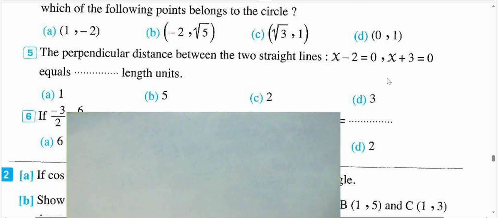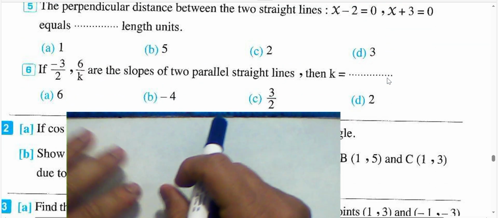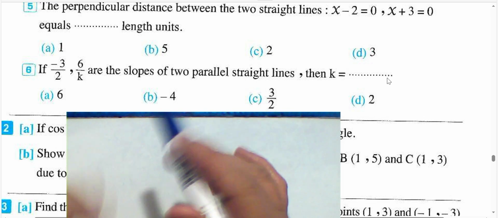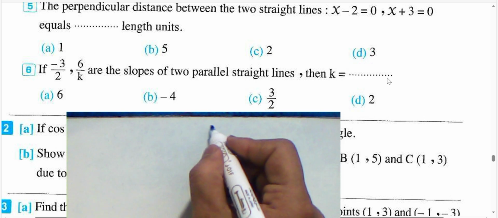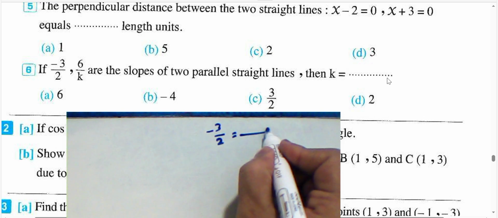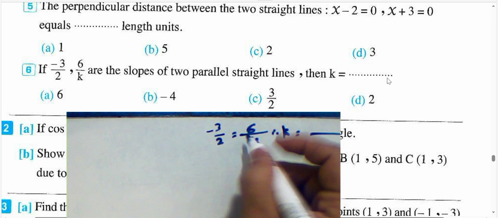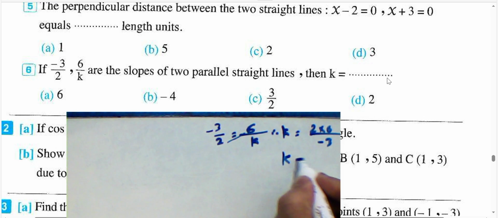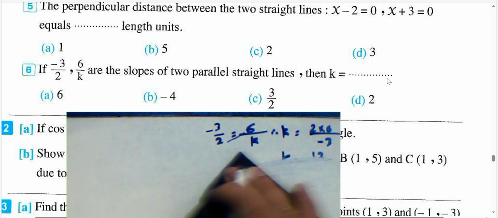Next question, number 6. Negative 3 over 2 and 6 over k are the slopes of two parallel straight lines. Parallel means slope 1 equals slope 2. If L1 is parallel to L2, then slope 1 equals slope 2. So you can write negative 3 over 2 equivalent to 6 over k. And the value of k equals 2 times 6 over negative 3. 2 times 6 is 12. 12 divided by negative 3 equals negative 4. The result will be negative 4.